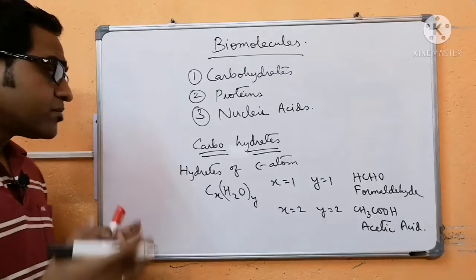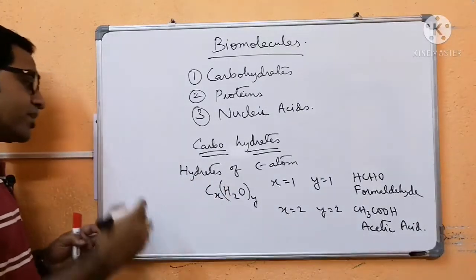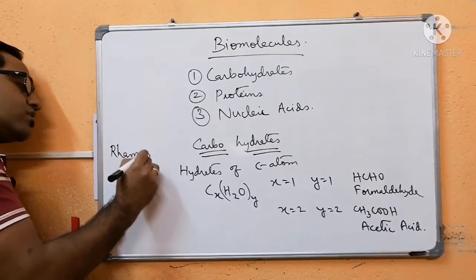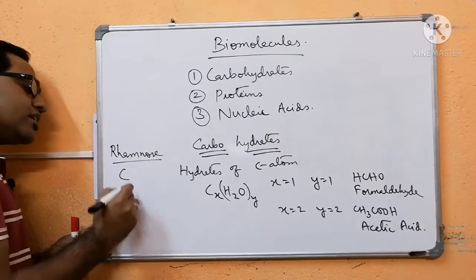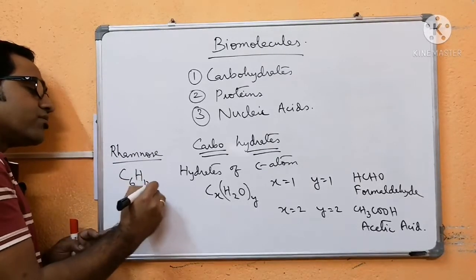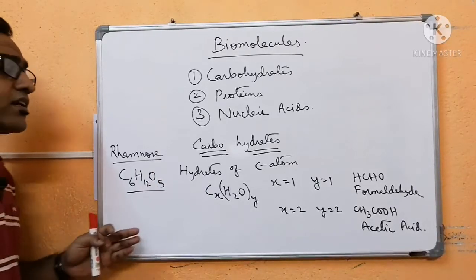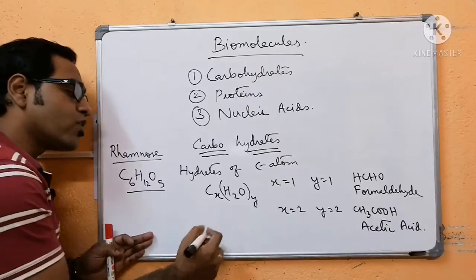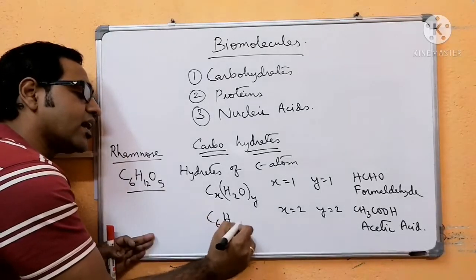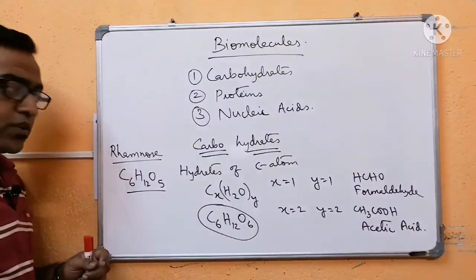And there are some carbohydrates which do not fit in the general formula. For example, rhamnose. It has the molecular formula C6H12O5, and so it does not fit in the general formula. But if you talk about glucose or fructose, which has the formula C6H12O6, it very well fits in the general formula.